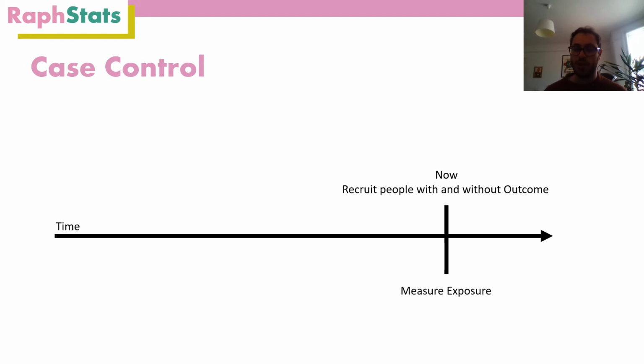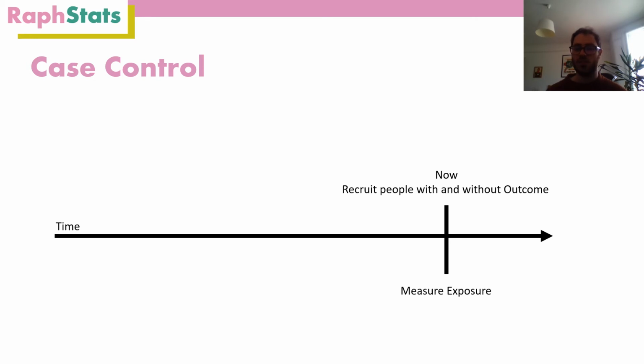So instead, what we're going to do is we're going to go to hospital. We're going to look at everyone in that hospital who's had lung cancer. And then we're going to also, at the same time, recruit people who are like those people who had lung cancer in their characteristics, like age, gender, etc., but don't have lung cancer. And we're going to get information about the exposure. So we're going to ask those people, did you smoke? How long have you smoked for? How much have you smoked?